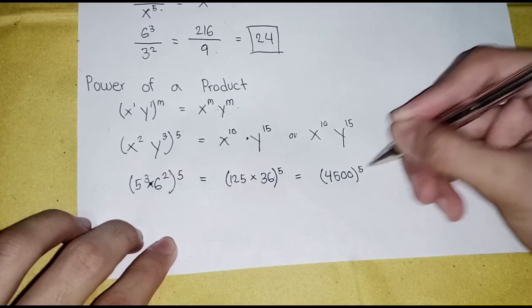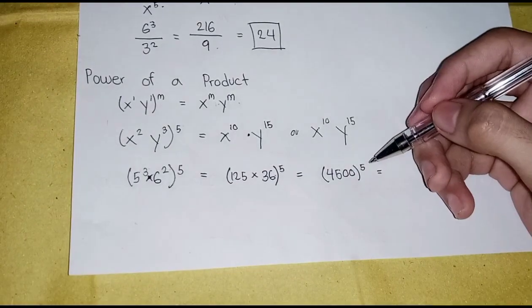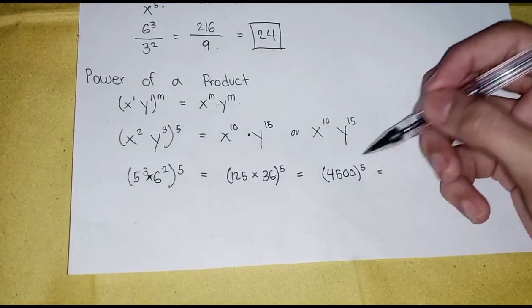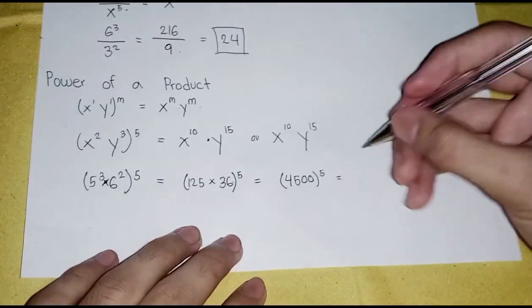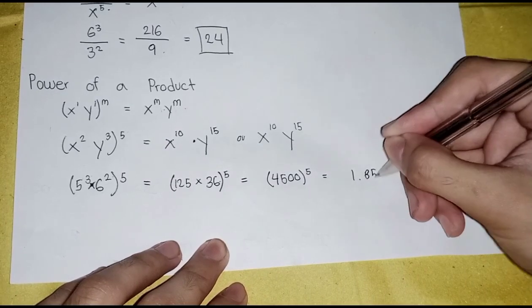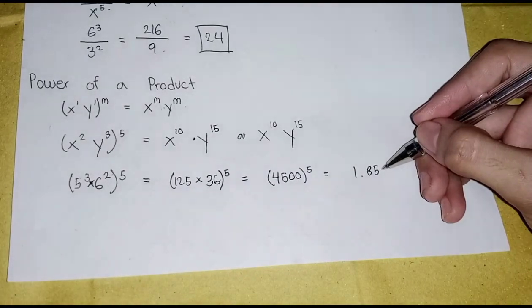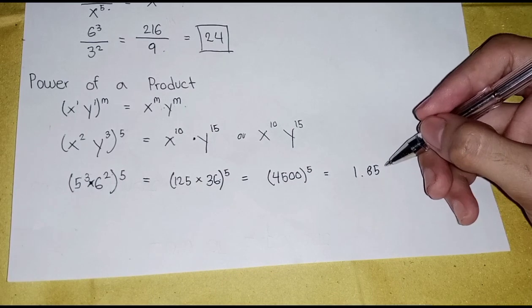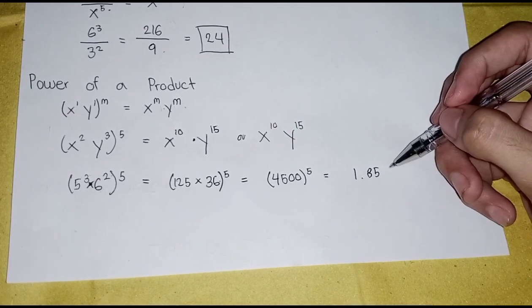Raised to 5. So, erase mo yung 4,500 raised to 5. Magiging sagot is, may decimal na, 1.85. Rinound off na sa 1.85. Kaya nagiging naka-round off na siya.